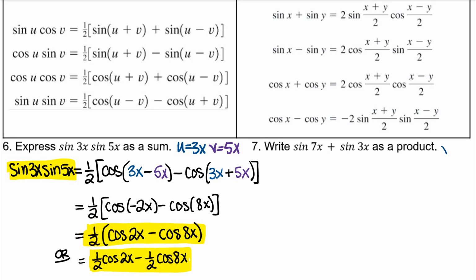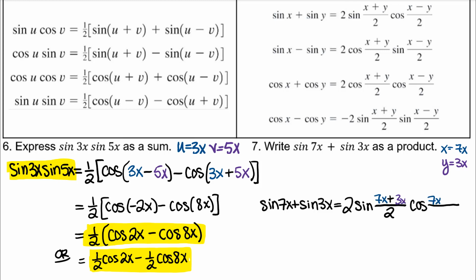Number 7, write sine of 7x plus sine of 3x as a product. Using x and y as our angles for the sum to product formulas, x would be 7x and y would be 3x. You could rewrite it as u and v if you don't like the fact that we're mixing x's here. So sine of 7x plus sine of 3x is equal to 2 times sine of the sum over 2 times cosine of the difference over 2.